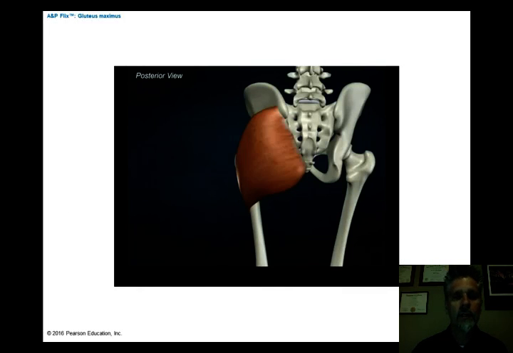So let's take a look at that big butt muscle and see what it's doing, because notice that the fibers aren't quite straight there. So that's going to produce different types of actions. See if we can take a look.